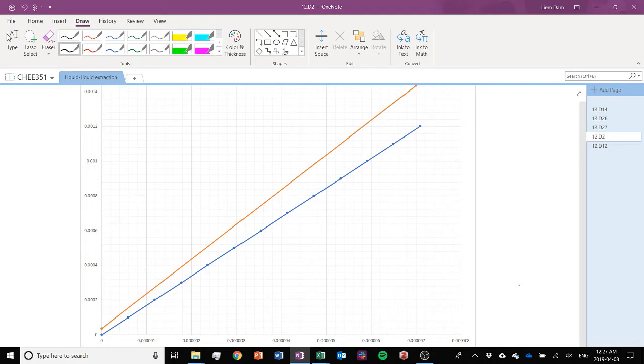So just as you would typically do in any McCabe-Thiele problem, you start from the inlet concentration, which is 0.0012 right here, and you step all the way down to the Y1 concentration, which is actually right at the end of the operating line over here. So we're just going to go all the way down. So we're going to start here and go like this.